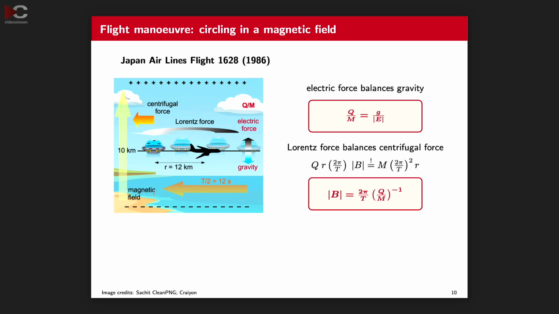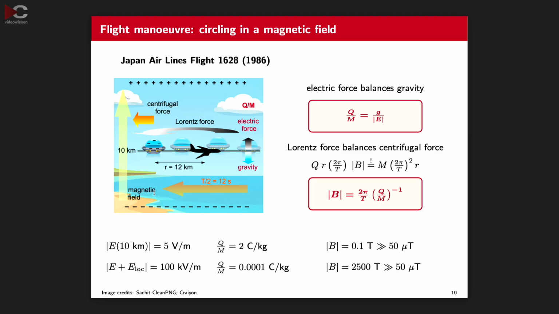So all in all, the only quantity that we do not know in this equation is the magnetic field strength. So let's solve for the magnetic field strength, and we find that this is now dependent on the orbiting time, capital T, and on the charge over mass ratio that we have already calculated from the balancing of the vertical electrical force with gravity. So we now have a prediction for the magnetic field strength.